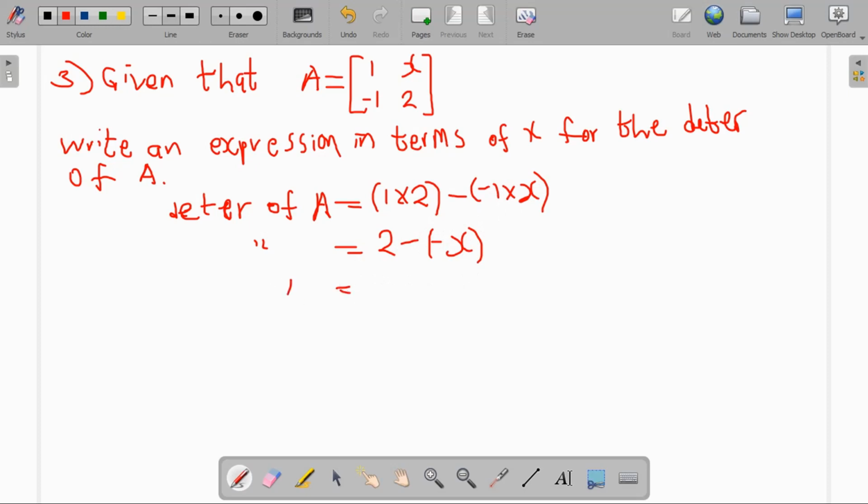Now, negative and negative is positive. So it will be 2 plus x. That will be the answer. This is an expression in terms of x, which is the determinant of A. So the determinant of A is that.